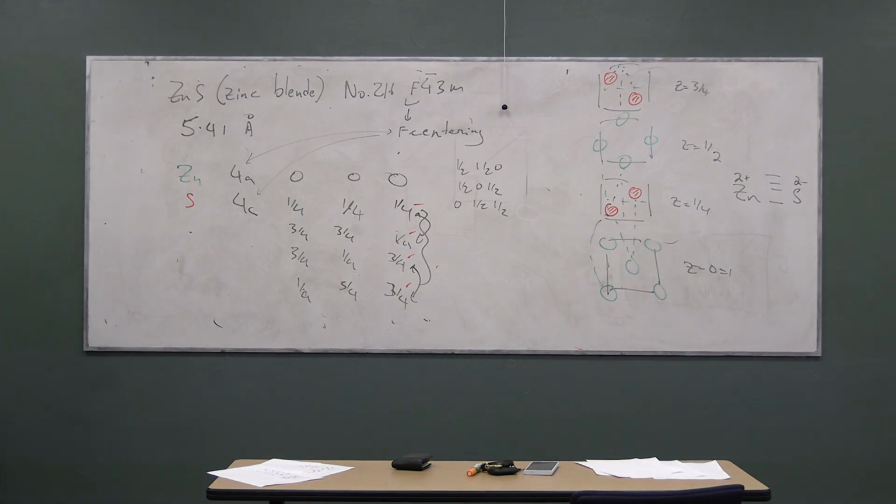Now let me ask you a question. If you look at the Z equals 0 layer or the Z equals 1/2 layer, you easily see the FCC arrangement, correct? If you see the Z equals 1/4 layer, does that look like FCC to you? No. It has to be FCC.